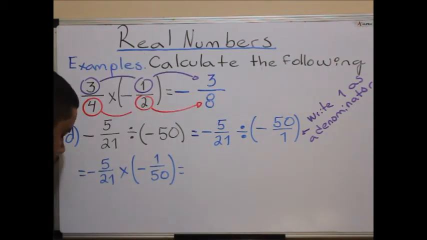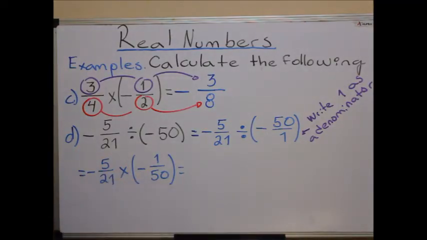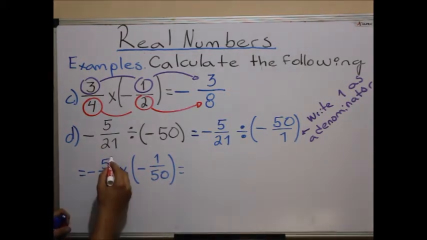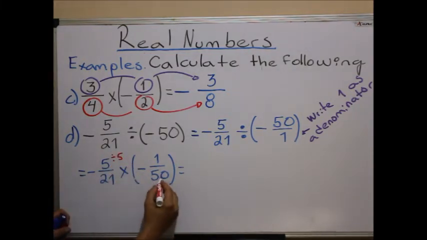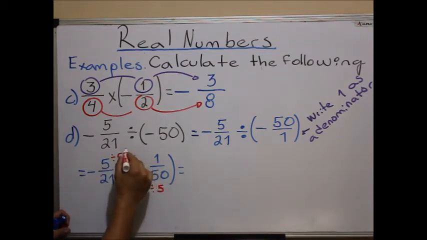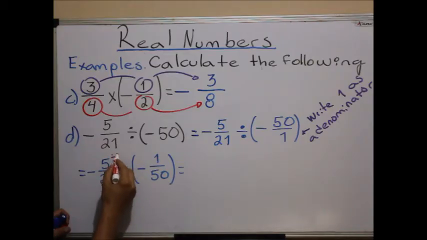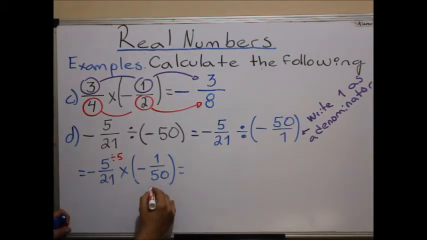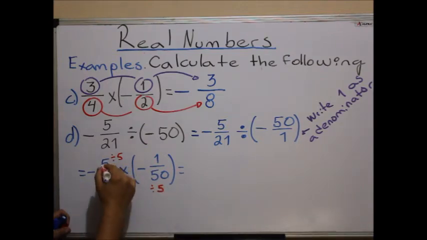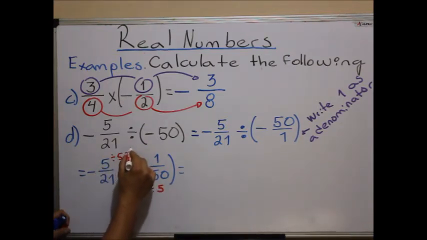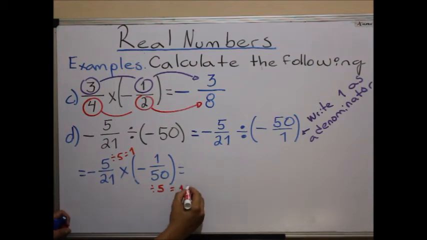Now we're going to make a simplification because we're having here 5 and we're having there 50. If we divide this by 5 and this one by 5, this will be 1 and this will be 10.